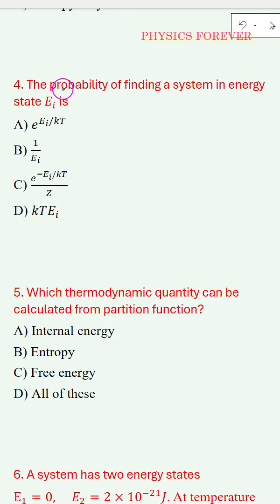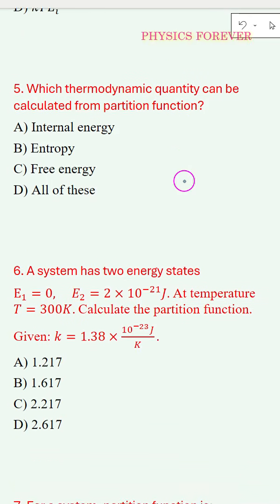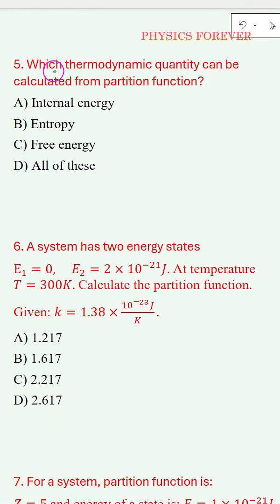Okay. So the probability of finding a system in energy state Ei, the correct option is C. So this is the formula for finding the probability. Then question number 5: which thermodynamic quantities can be calculated from the partition function? All of those. So by using the partition function we calculate internal energy, entropy, and free energy. So option D is correct.